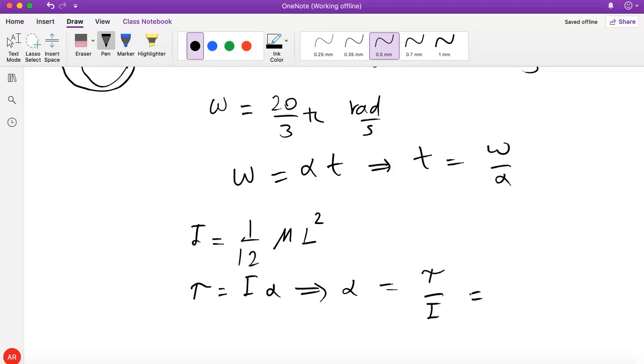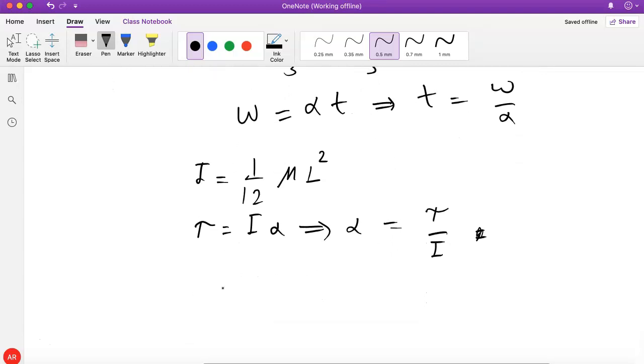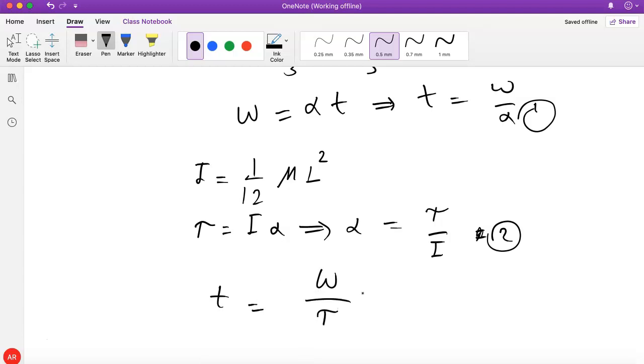So we have this. Combining 1 and 2, we find t is equal to omega over alpha, which is omega times I over tau. And then I was 1 over 12 m l squared. So t, the time it takes to reach angular velocity omega, is omega over the torque tau, times 1 over 12 m l squared.